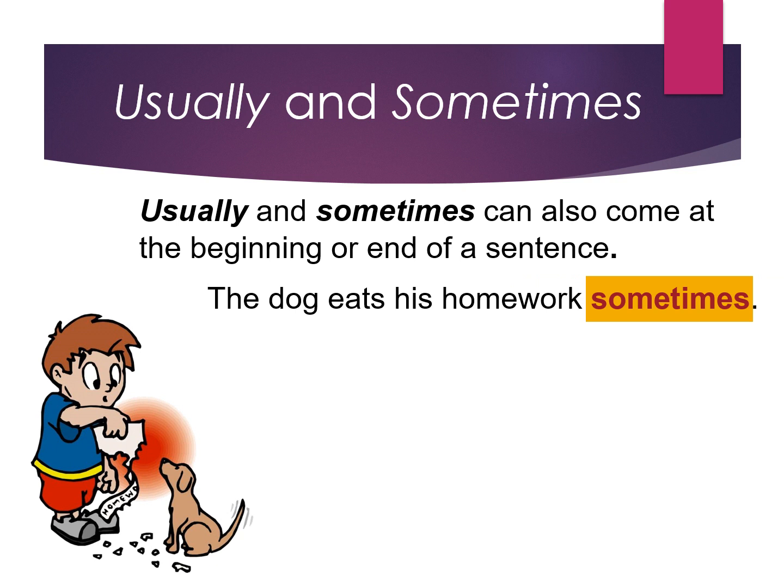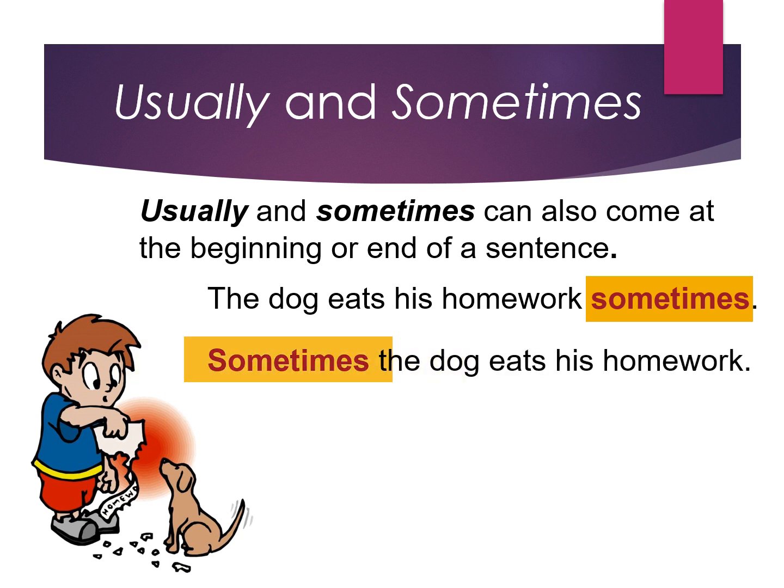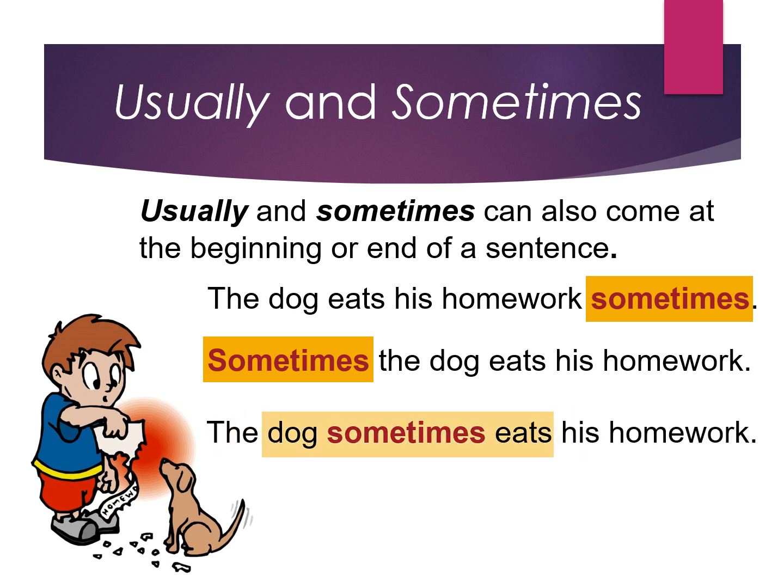For example, we can say, the dog eats his homework sometimes, or sometimes the dog eats his homework. Either way is correct with the word sometimes. Remember, this is only for usually and sometimes. The dog sometimes eats his homework. So we could have it in these three particular places.